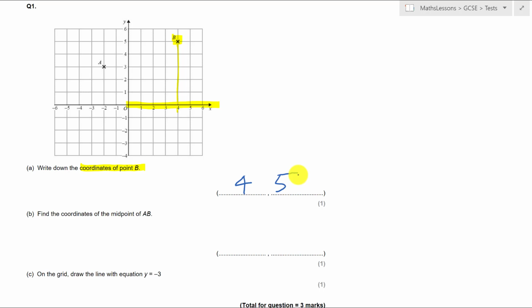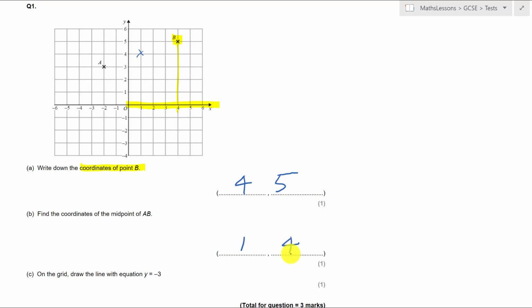We want to find the coordinates of the midpoint of AB. Well, if we count along from A and up to B, we can see it's 1, 2, 3, 4, 5, 6 along and 2 up. So the midpoint will be 3 along and 1 up, so just here. So that would give us the coordinates 1, 4.